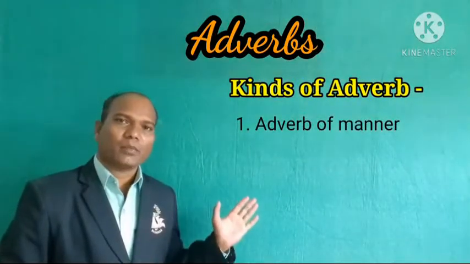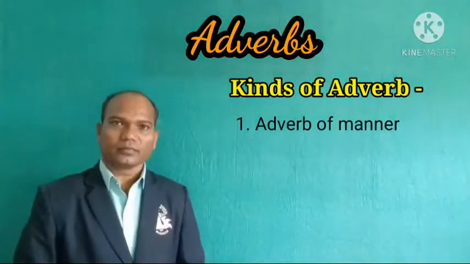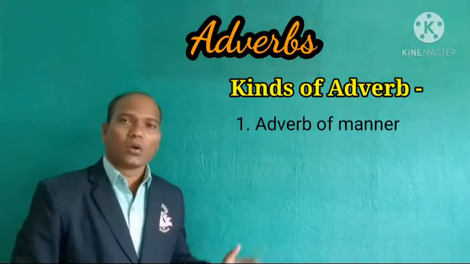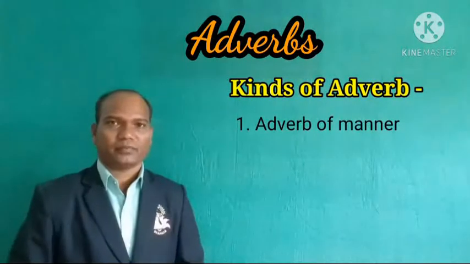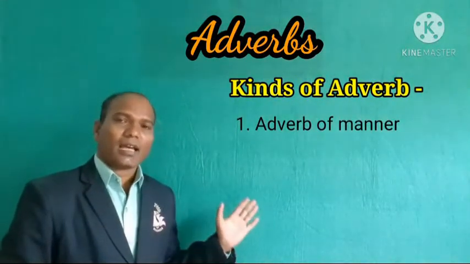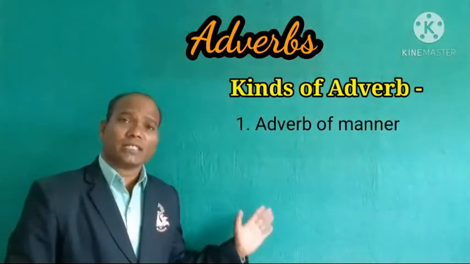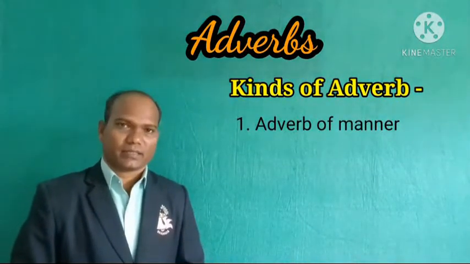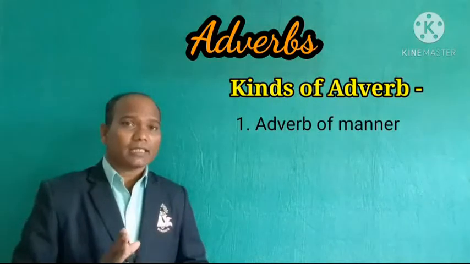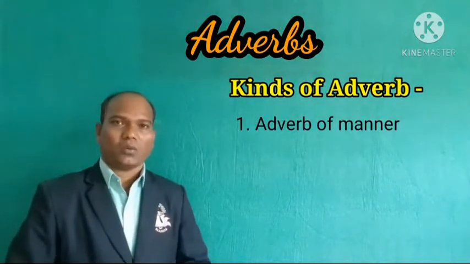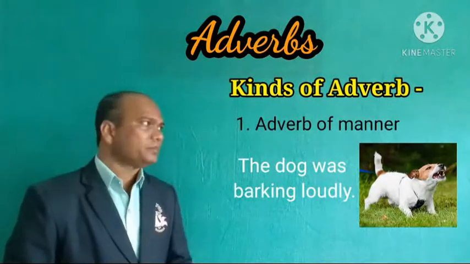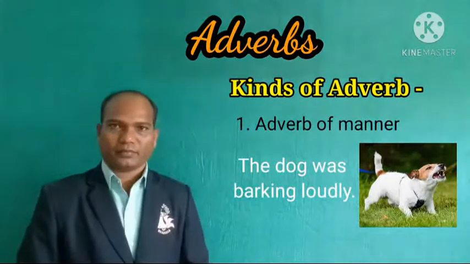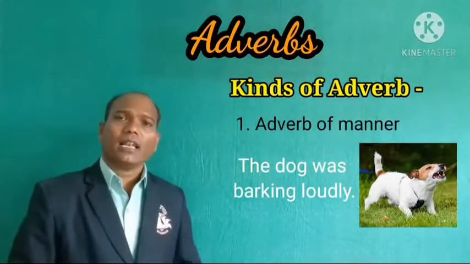First, adverb of manner. An adverb of manner shows us how an action is done. An adverb of manner shows us in what manner an action takes place. It answers the question how. For example, the dog was barking loudly.